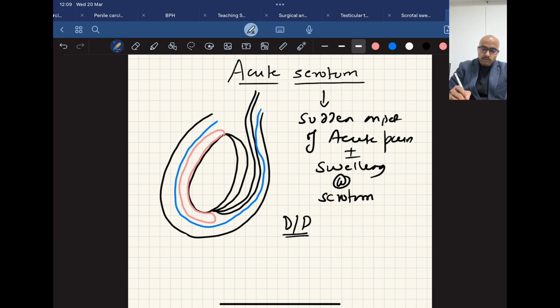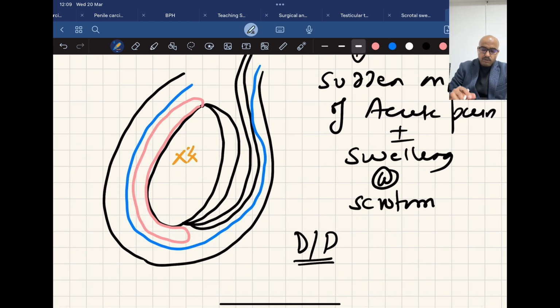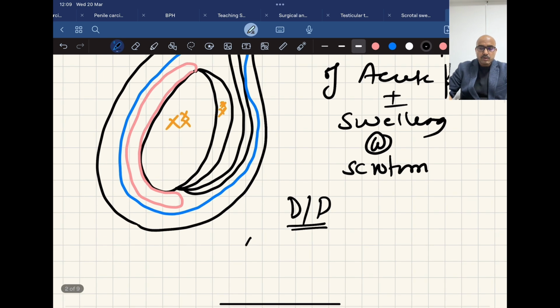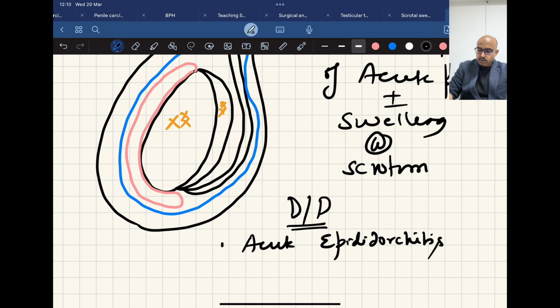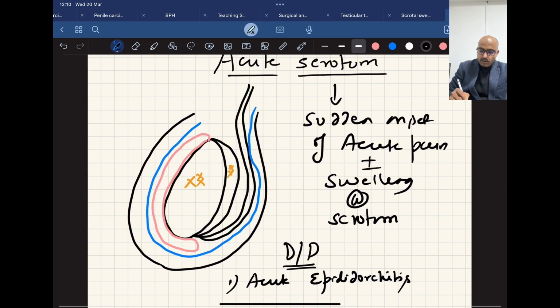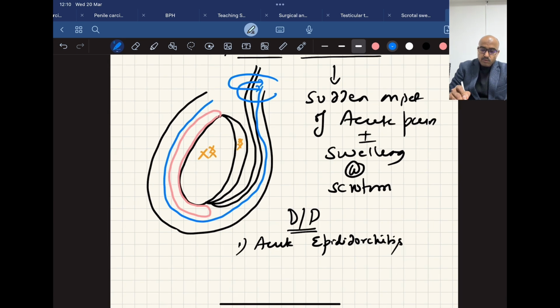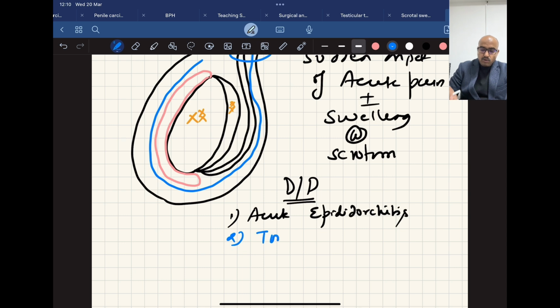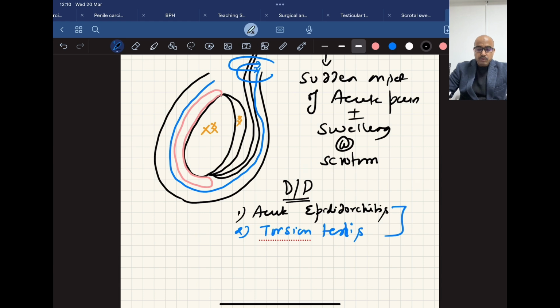so very understandable. One of the common causes is infection or inflammation of the testis and epididymis, known as acute epididymo-orchitis. Second one is the twisting of the spermatic cord, right? So this is the spermatic cord. The cord may twist around, known as torsion testis. These are the two most important causes of acute scrotum.